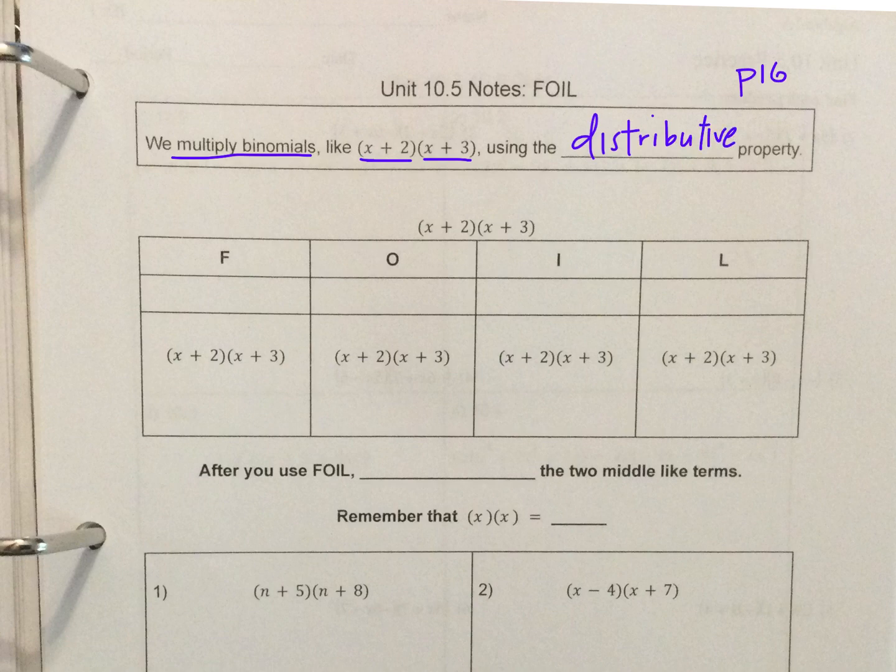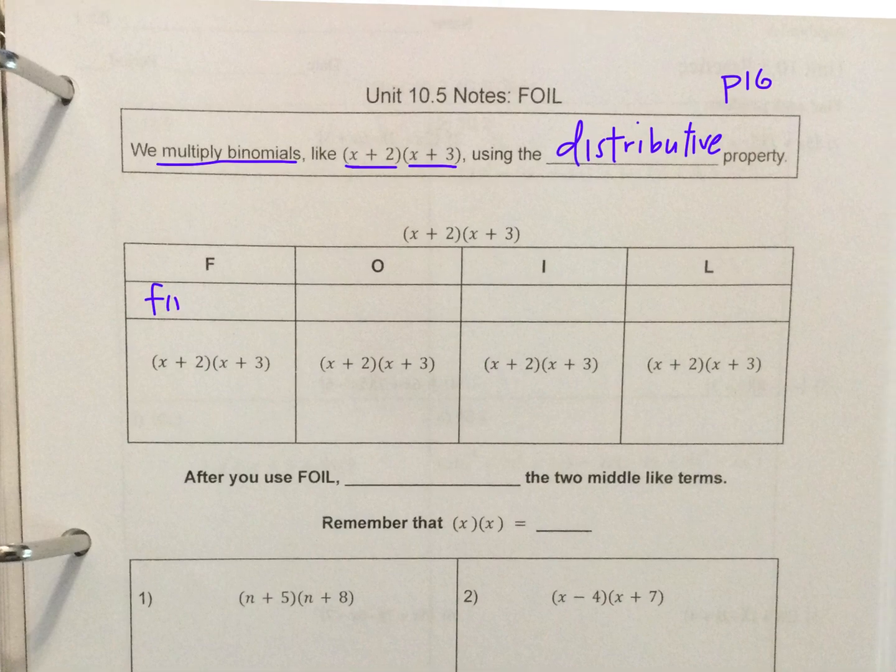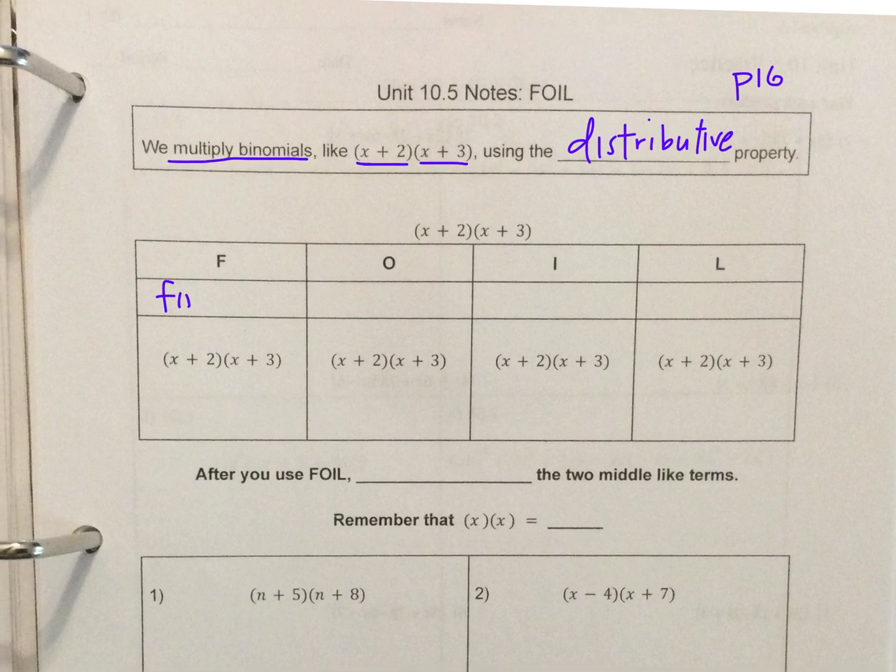So we use a method that we call FOIL, and we say FOIL to help us remember. F in FOIL stands for first. And when I mean first, I mean I take the first terms and I'm going to multiply them together. So I'm going to say x times x. And we remember when we multiply x's like that, we get x squared because we really are adding those little ones.